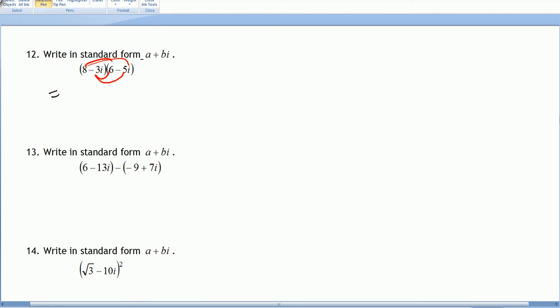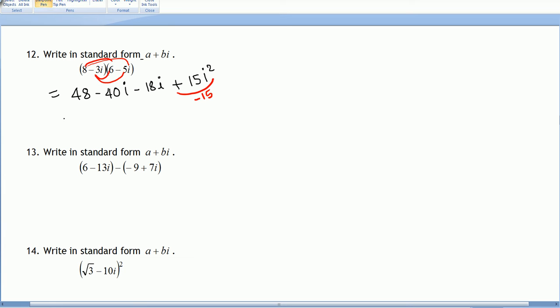Okay, so we get 8 times 6, 48; 8 times negative 5i, negative 40i; minus 3i times 6, negative 18i; minus times minus is plus, 3i times 5i, 3 times 5, 15i squared. I times I is i squared. By the way, i squared is negative 1, so 15 times negative 1, negative 15.